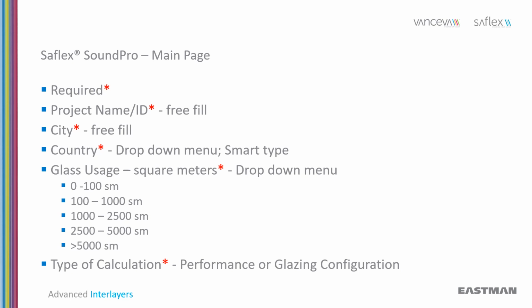The most important part on this main page is selecting the type of calculation that you're interested in. There are two types. One is the performance calculation, or the other is the glazing configuration. In the performance calculation, you would provide a single unit number that you're trying to target. That number is either an OITC, an RW, or an STC value. Under the glazing configuration, you actually input the configuration you're interested in, and the database will go back and search and see if there's something tested or estimated in that configuration.